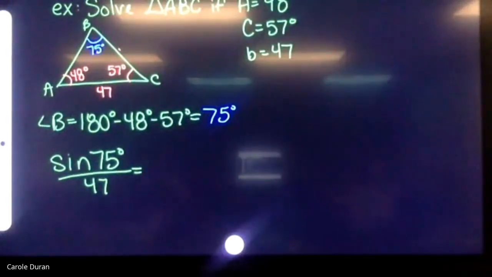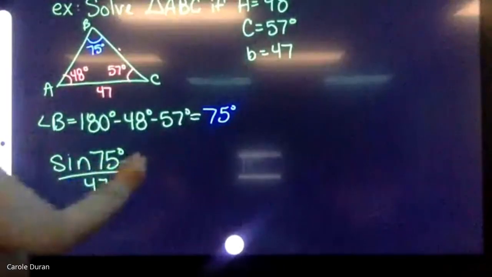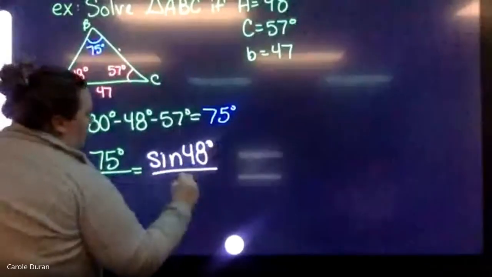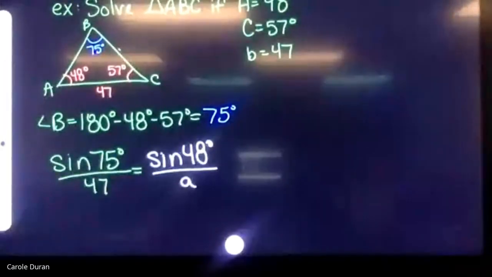So do we want to solve for A or C first? Okay, it doesn't matter. It's up to you. But our fraction has to be written in the same way that the first fraction is written. So angle on top, side on the bottom. So for A, I know that angle A is 48 degrees, but I don't know what side a is, so I'm going to leave that as the unknown little a. And now the whole thing I have to do to solve this is just get a by itself, and then I can plug it into my calculator.